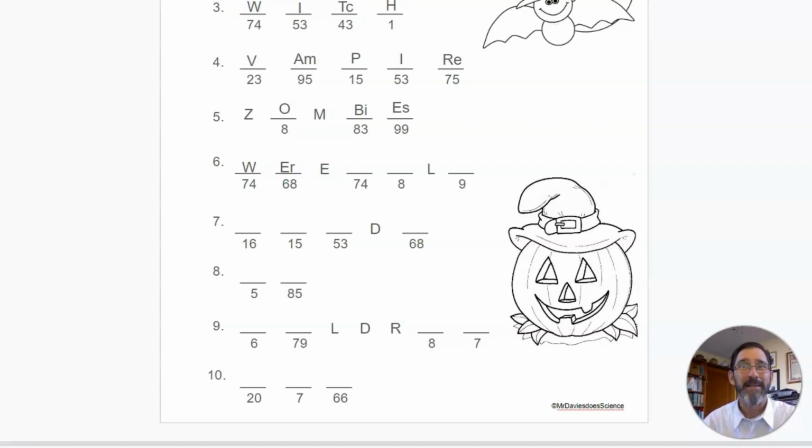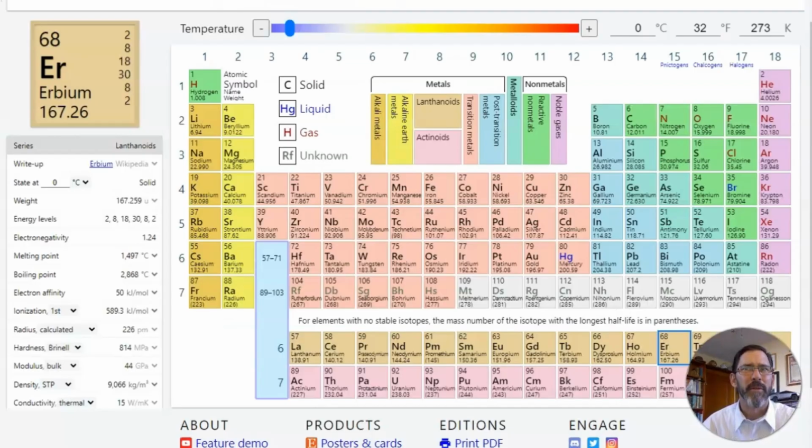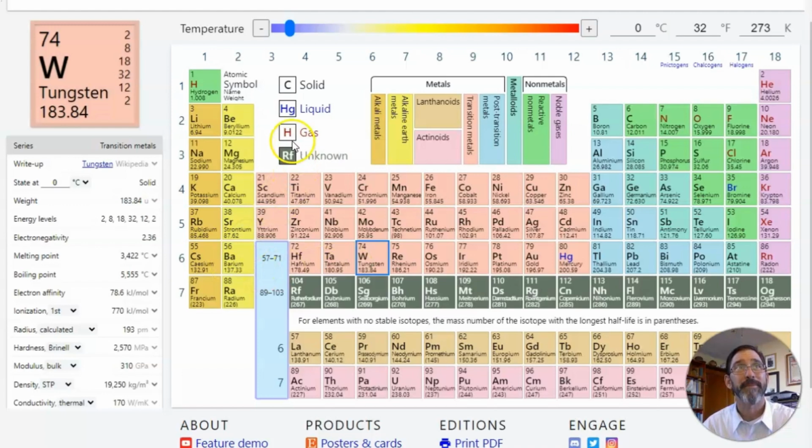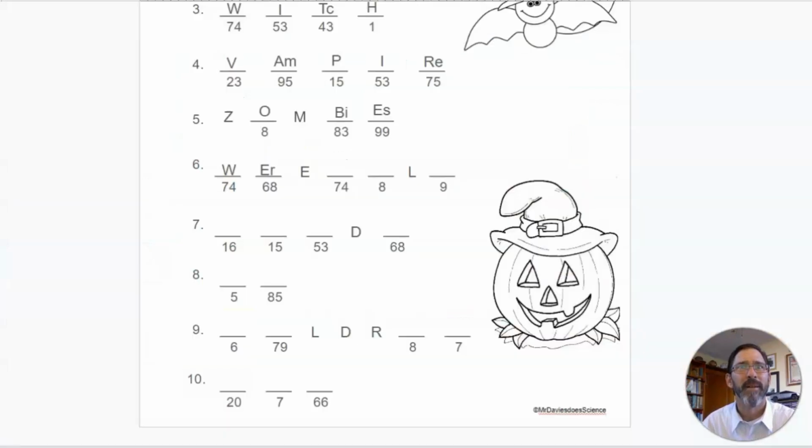Next up, back to number 74 again. To remember what this one is and where to find it, number 74, right in the middle of the transition metals, it's tungsten. Atomic symbol, capital letter W. Above number 74, please print a capital letter W.